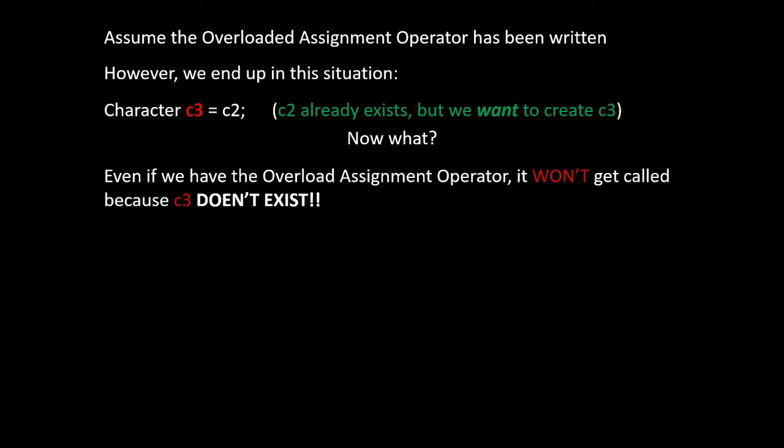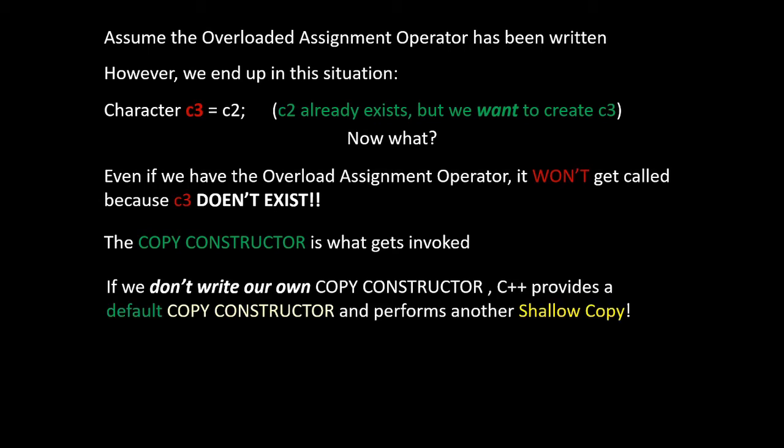Even if we don't have the overloaded assignment operator, it won't get called because C3 doesn't exist. And that's why we need the copy constructor. Okay, and that's what's going to get invoked. So if we don't write our own copy constructor, C++ provides a default copy constructor, and unfortunately it will only provide another shallow copy.